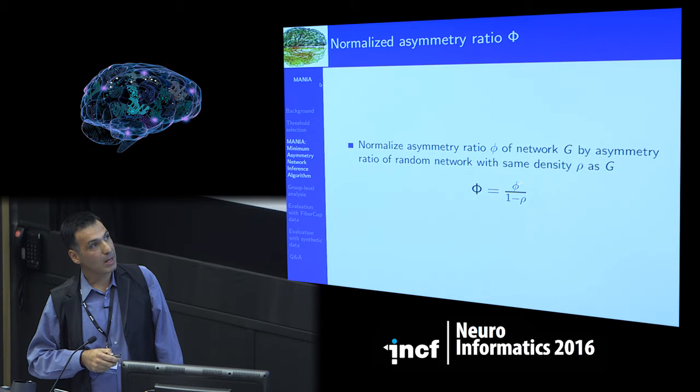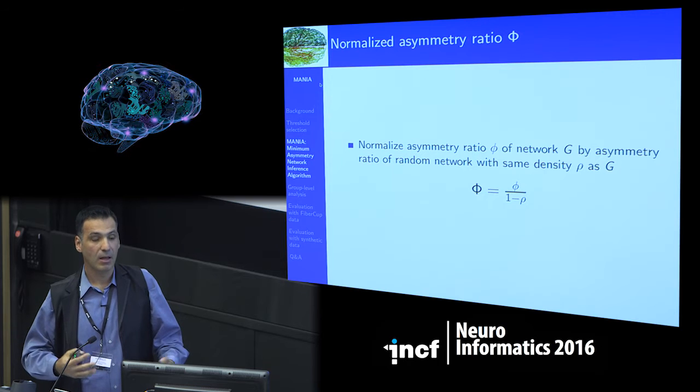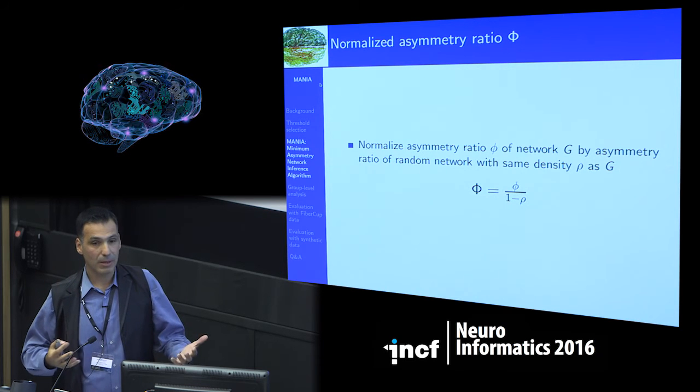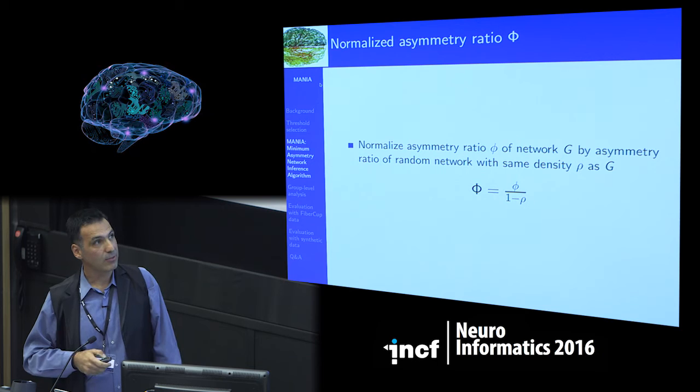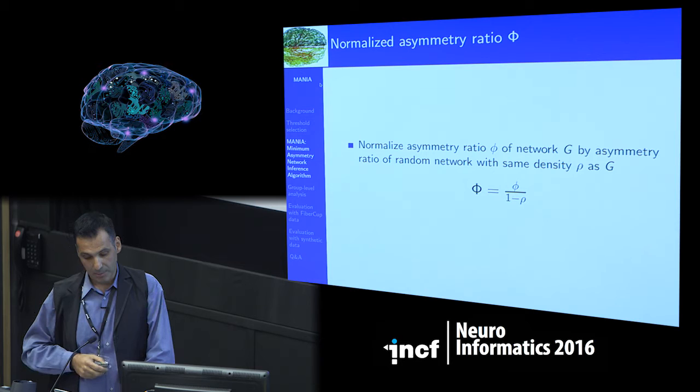So we can normalize that by 1 minus rho, which is the asymmetry that you should expect in a random network just based on chance for that given density, right? So again, let me say this once more. We normalize the asymmetry that we observe by the asymmetry that we should expect just based on chance for that given density.